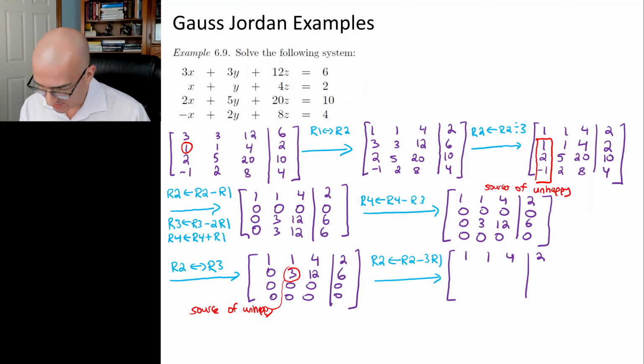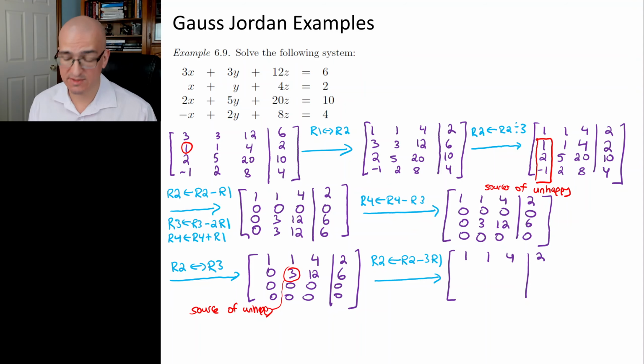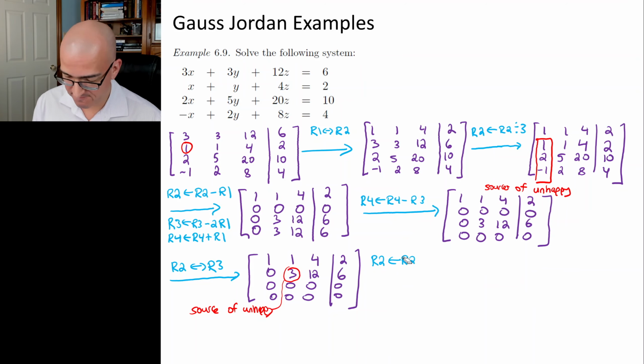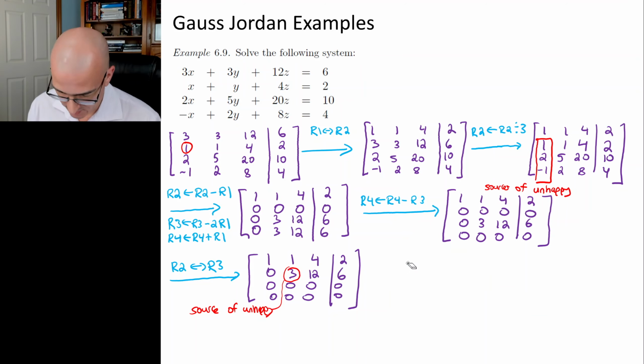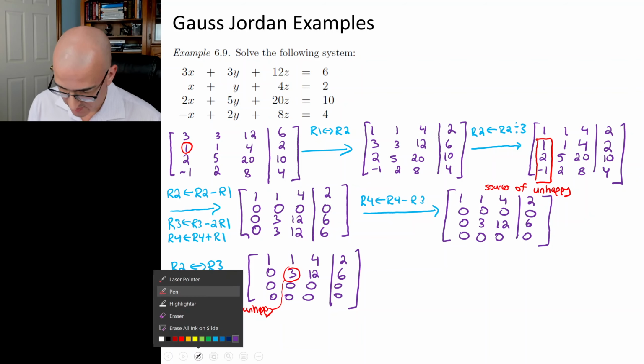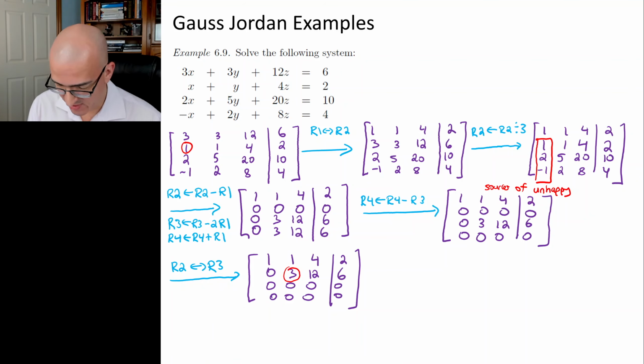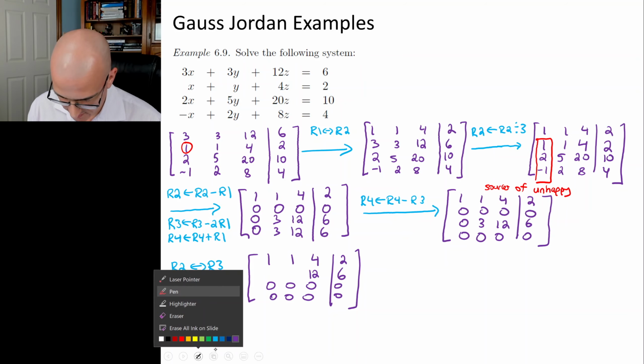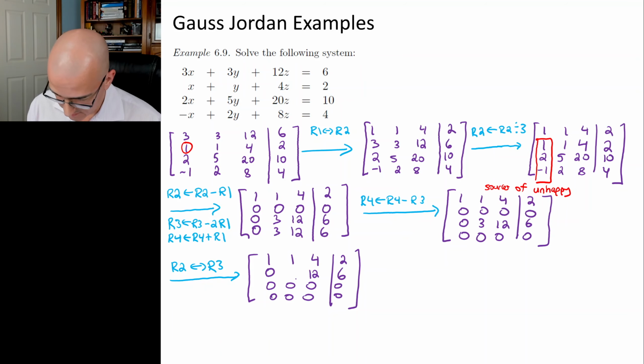Oh, actually, I can't do that. Look what happens if I do that. I make my leading 1 unhappy, my top left leading 1. I can't do this. I gotta go back. I should end up actually dividing by 3. My intuition was right. So we'll divide. That wasn't a source of unhappy. I just confused myself. It's perfectly happy. 0, 0, 3. Okay.